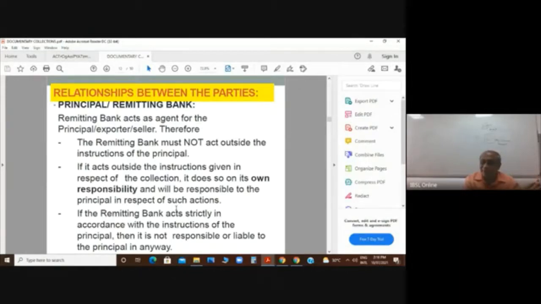Then what is the other party in the exporter's country? Remitting bank.